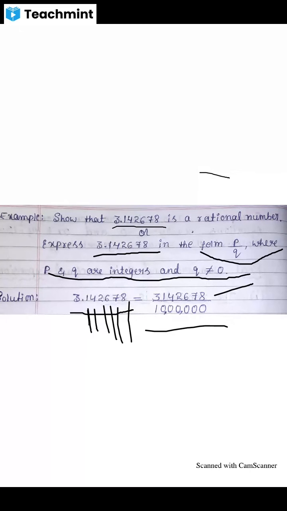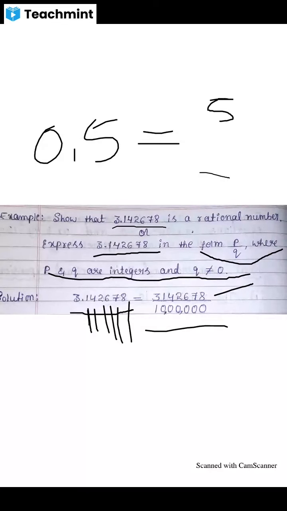Can I ask one more question now? 0.5. Can you express it in the form of P divided by Q? 5 by 10. How to write this in P divided by Q form? You write 0.5 as only the digit 5 in the numerator, then divided by 10. Why do we divide by 10? Because after the decimal only one digit is there. So 5 divided by 10. This is the P by Q form of 0.5.